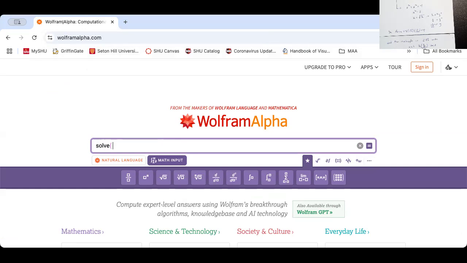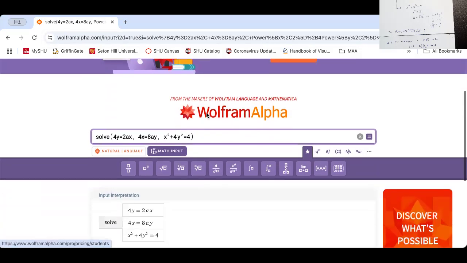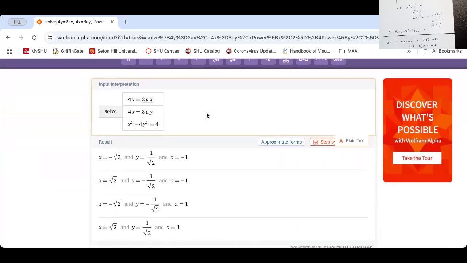Let's see. 4y equals 2ax, comma, 4x equals 8ay, comma, x squared plus 4y squared equals 4. Now, I said we were only going to get the positive values for x and y because I put it up in the upper right corner, but you could just as easily use any other corner. And there we go.